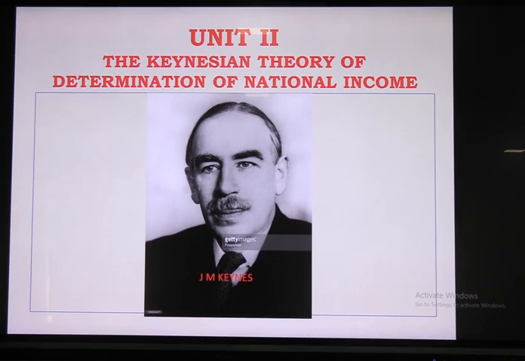The second unit in chapter 6 is the Keynesian theory of determination of national income. The first unit explains the calculation of national income, but this unit explains how much national income is required for a country to attain economic development. That's very important. As you know, India is a developing country, trying to attain maximum development.